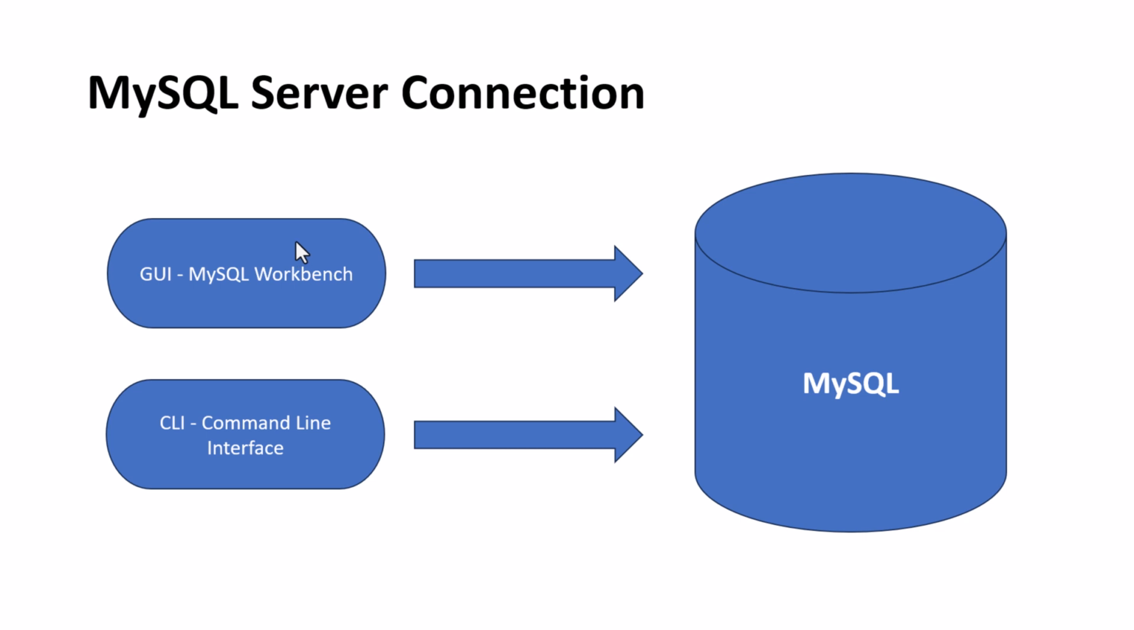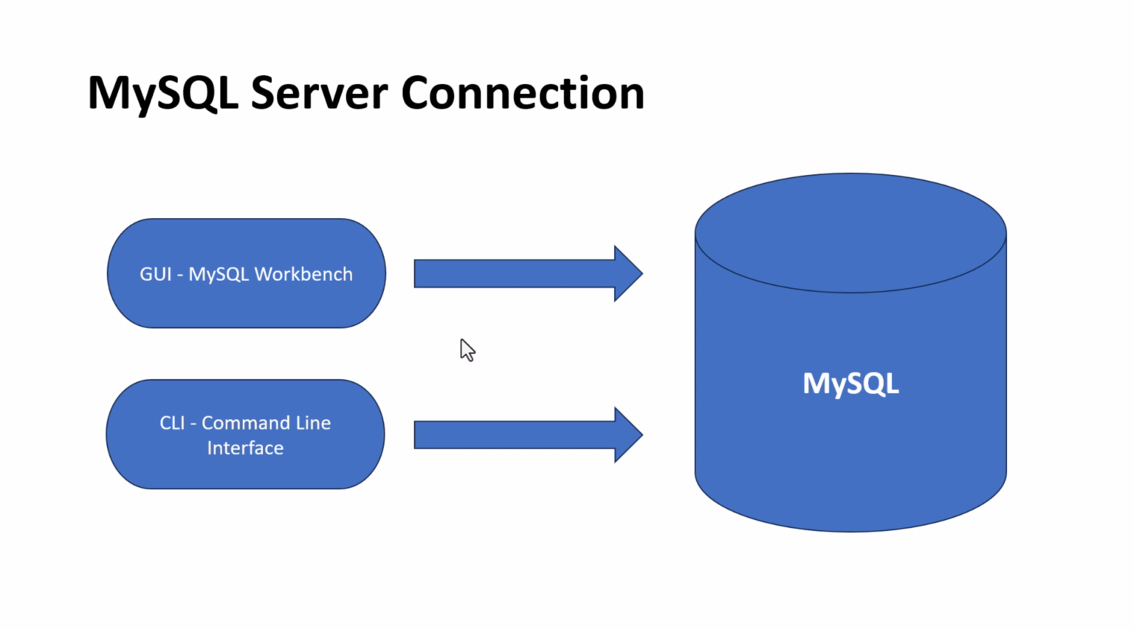There are two types of clients that we can use to make a connection with MySQL Server: GUI and CLI. GUI stands for Graphical User Interface, and MySQL Workbench is one of the commonly used GUI tools to communicate with MySQL Server. The other option is CLI, Command Line Interface. Most developers also prefer using a command line tool as a client to communicate with MySQL Server. In this lecture I am going to show you how we can use both MySQL Workbench and the command line interface to communicate with MySQL Server.